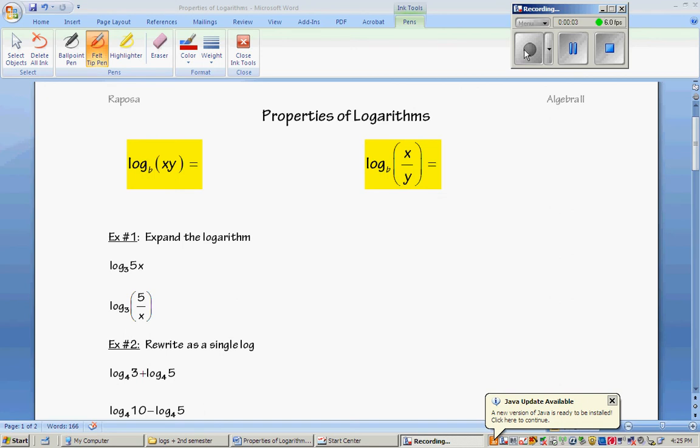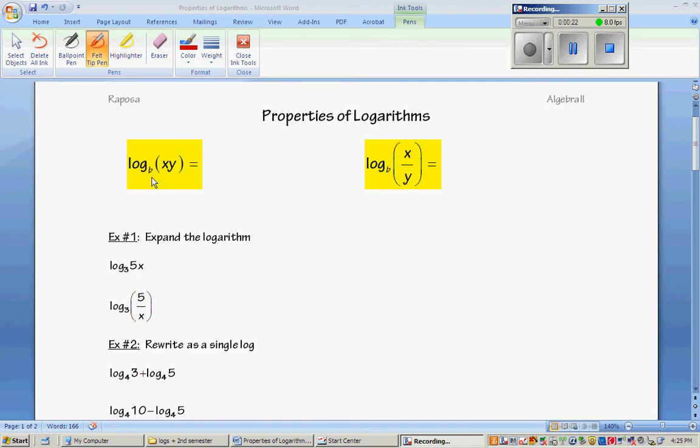We're going to use some properties of logarithms that are going to help us to solve exponential equations where we don't know what the exponent is, and it's going to help us to solve equations that are not in base 10 form. So the first two rules have to do with multiplication and division.